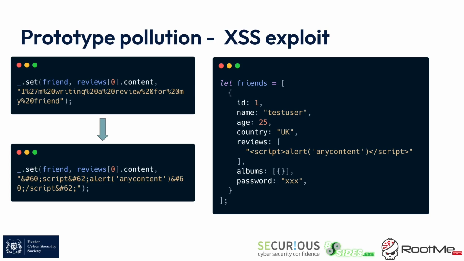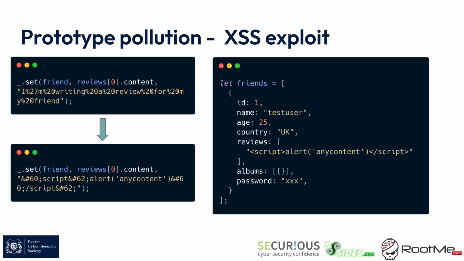So what is the point of this lodash.set? Why not just type friend dot reviews dot content equals? The reason is that if I wasn't just setting reviews, and I was trying to set multiple different fields at once, you couldn't do it from one set call. How would that look? Well, it just makes it easier to enumerate.